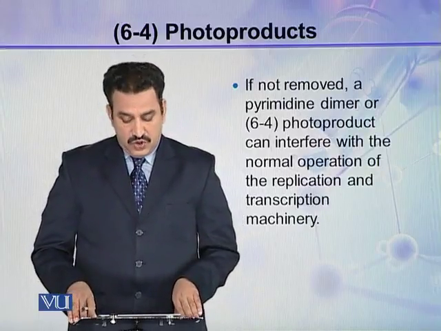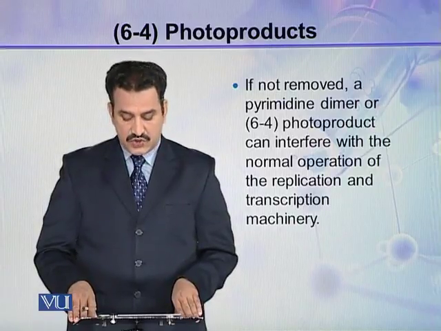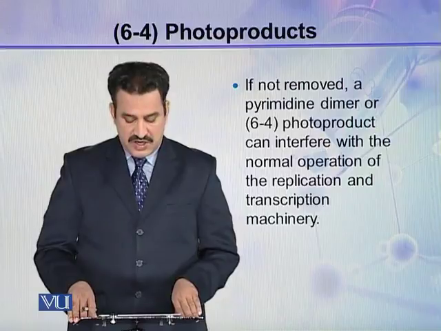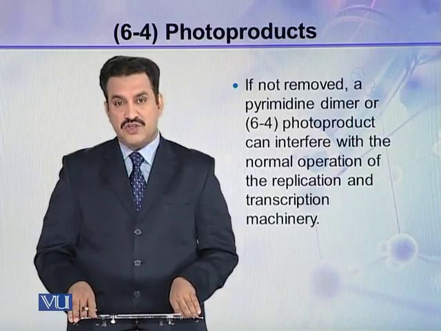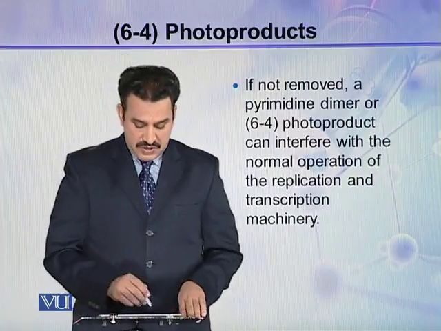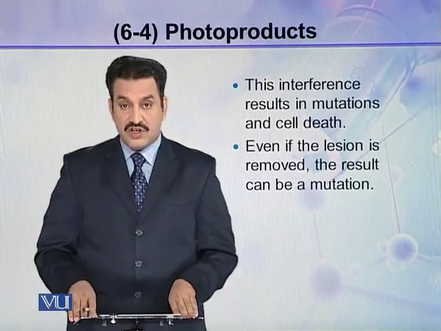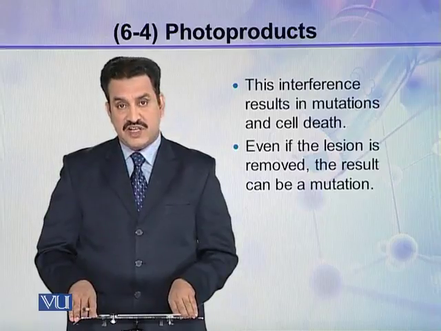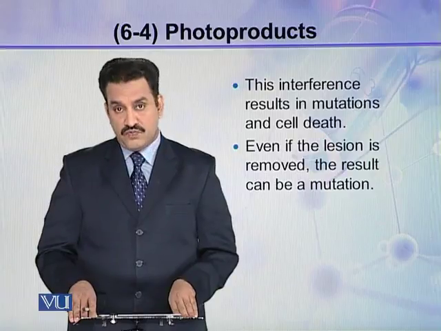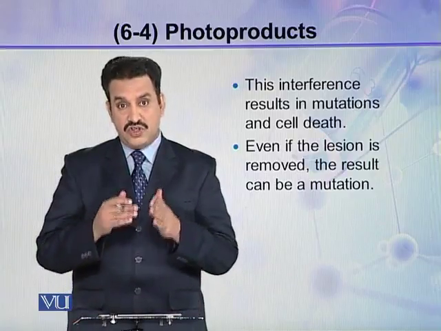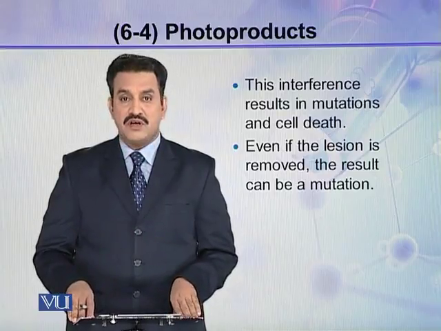So if not removed, a pyrimidine dimer or a 6,4 photoproduct can interfere with the normal operation of the replication and transcription machinery, and this interference results in mutations and cell death. Even if the lesion caused in the DNA is removed, the result can be a mutation.